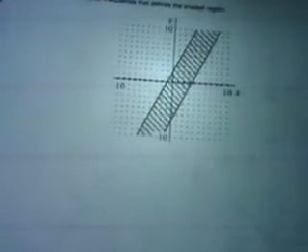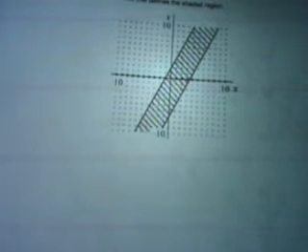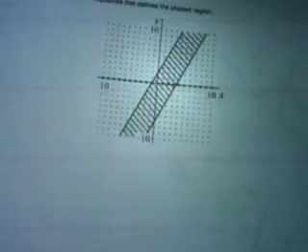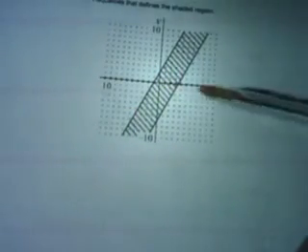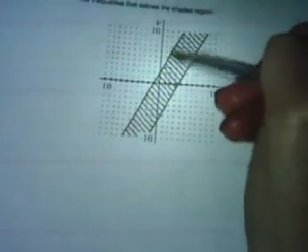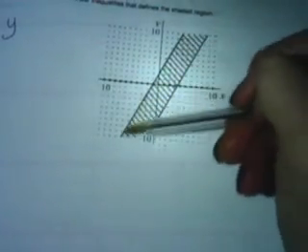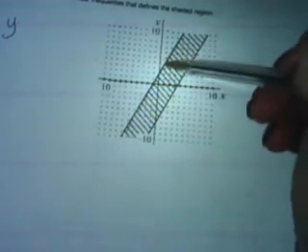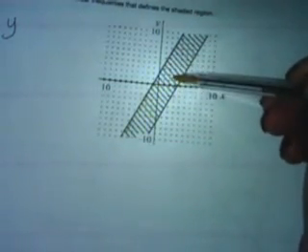Right, here they've already graphed it for us. They just want us to come up with the inequality. It's a little hard on this graph. It is for my eyes anyway. But this line right here, I know I'm going to have y. Is it solid or dashed? And it is shaded below, so it's going to be less than or equal to.